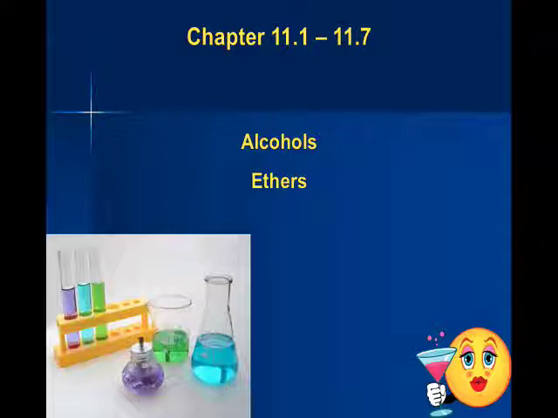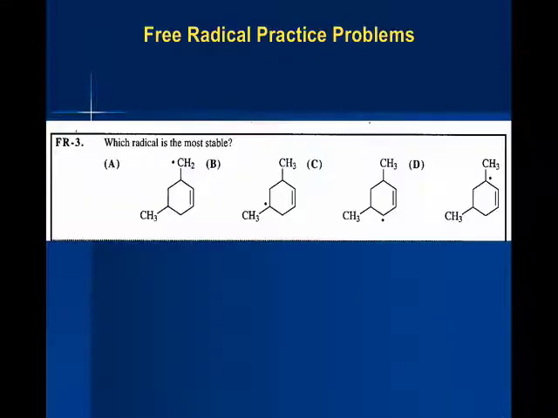So today we're going to jump in and talk about alcohols and ethers, but I want to have a quick little throwback to chapter 10, just to refresh our memory a little bit from there, get back into the habit of looking at some previous material. So here are some practice problems from chapter 10, which was the free radical chapter. These come out of the ACS study guide. If you don't have one, I'd recommend you get one. Which radical is the most stable?